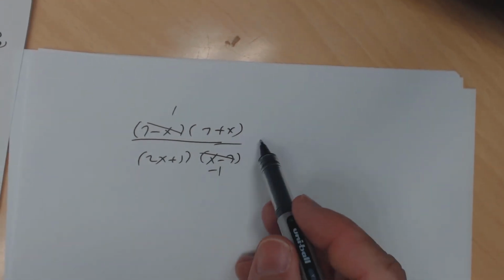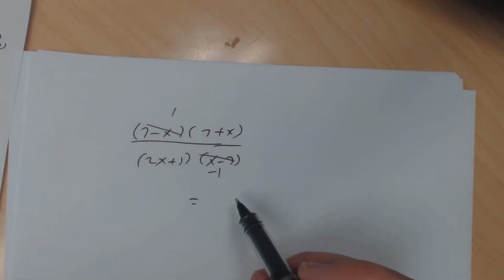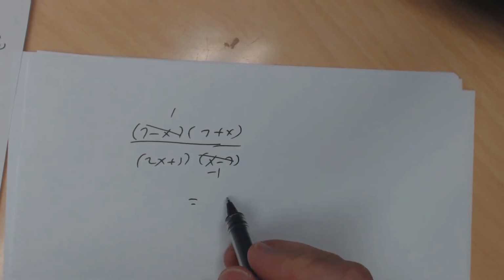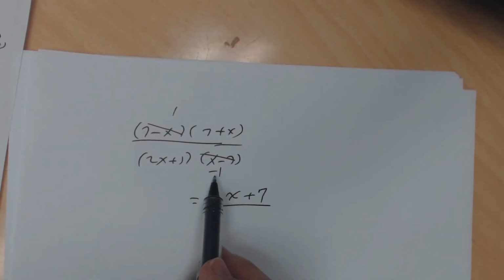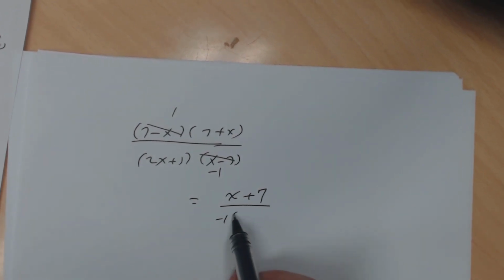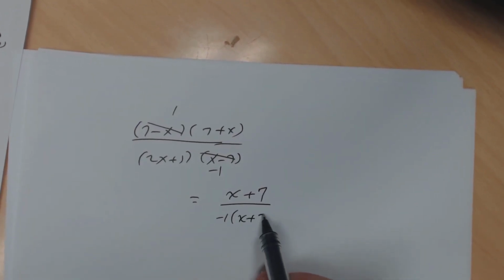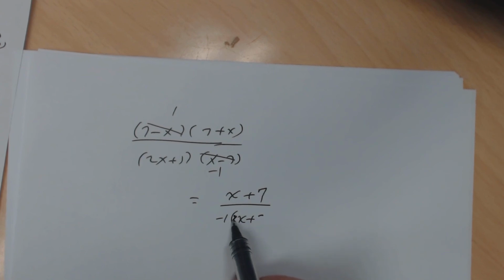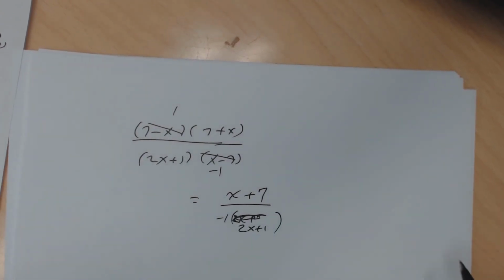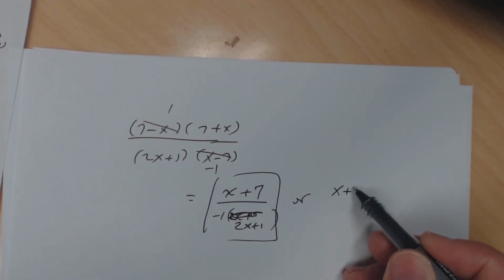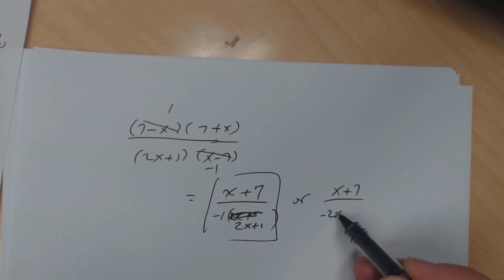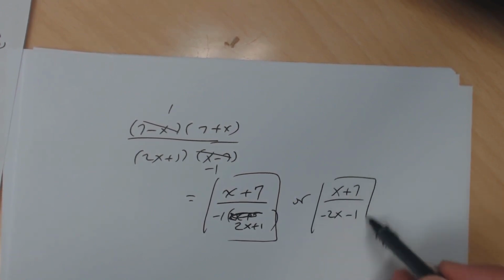And so your answer would be something like this. You could say, well, 1 times 7 plus x is x plus 7, or 7 plus x, divided by negative 1 times 2x plus 1. Something like that. All right, or I could have distributed the negative 1. It does not matter. So I would have x plus 7 divided by negative 2x minus 1.